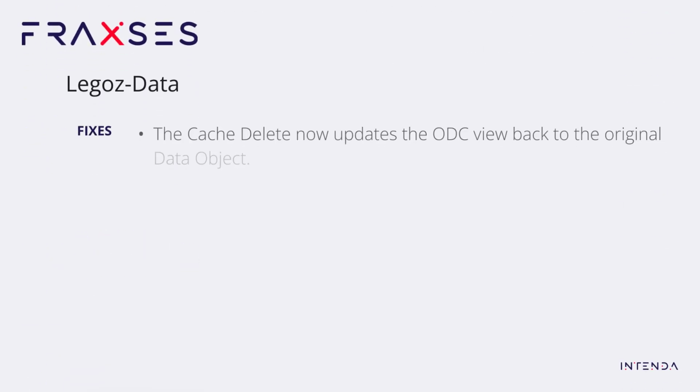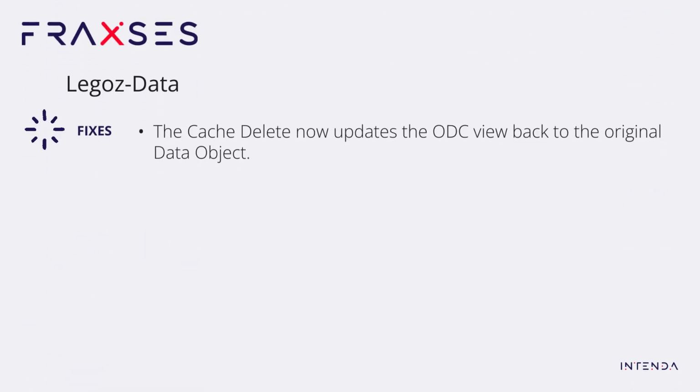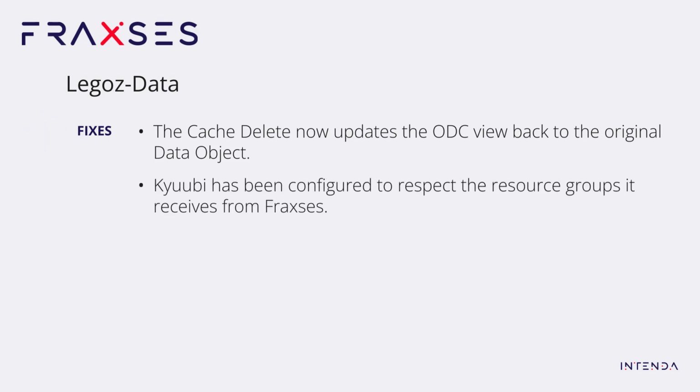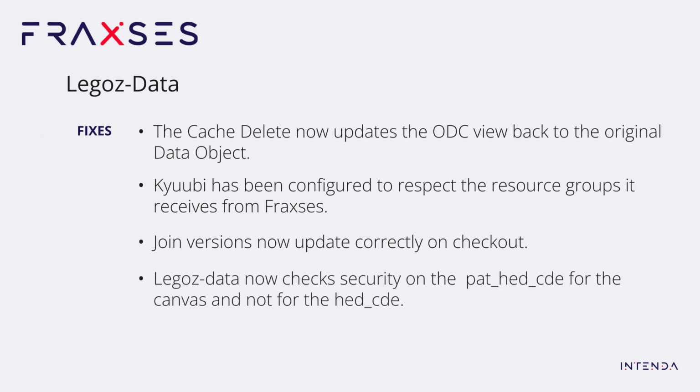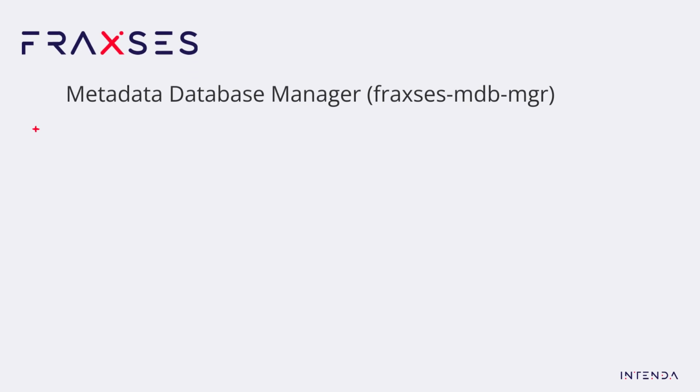The cache delete event has been fixed. The event now updates the ODC view back to the original object, and no longer uses the incorrect object name to delete, as was previously the case. A fix has been implemented to ensure that Kyuubi respects the resource groups it receives from Fraxses. Join versions now update correctly on checkout. Legos data now checks security on the parent head code for the canvas, and not for the head code.